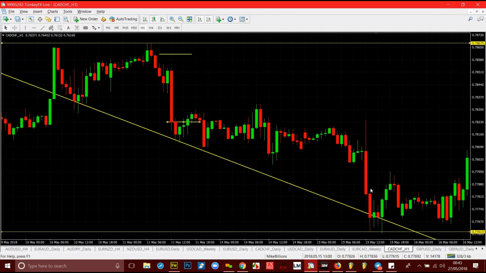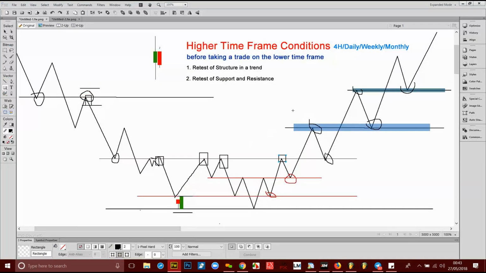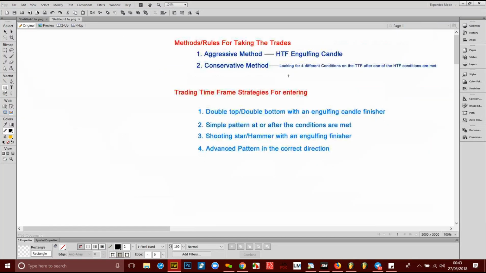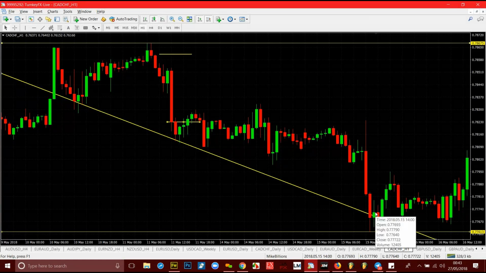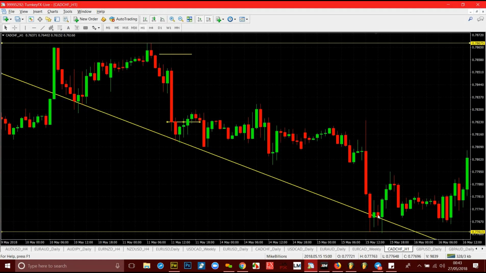It came back, it touched this, came back and touched this. What am I looking for? Higher time frame strategy, aggressive entry. What am I looking for? An engulfing candle. Higher time frame engulfing candle. Is there any other engulfing candle after the test here? This is not an engulfing candle, so I'm not entering the trade. This is not an engulfing candle, so I'm not entering the trade. This is an engulfing candle. Why? Because it totally closes above the red candle, and I enter the trade.